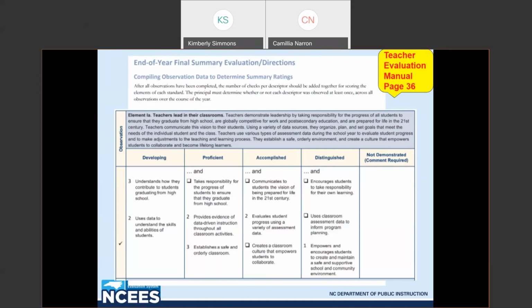Moving across to the proficient category, you see takes responsibility for the progress of students to ensure that they graduate from high school. That wasn't marked at all. And provides evidence of data-driven instruction throughout all classroom activities was marked twice. You see where I'm going. For each of the descriptors, you can see how many times they were marked or were not marked.